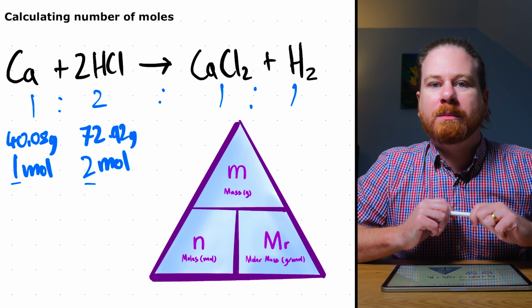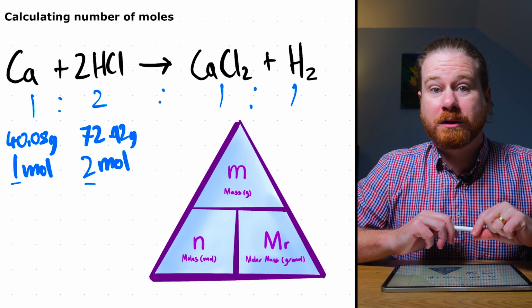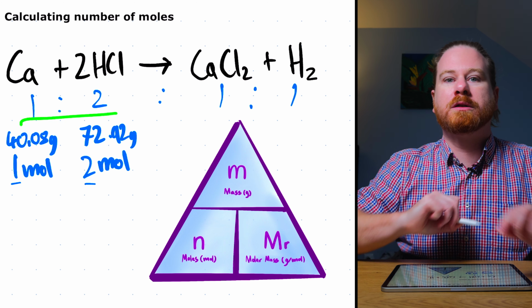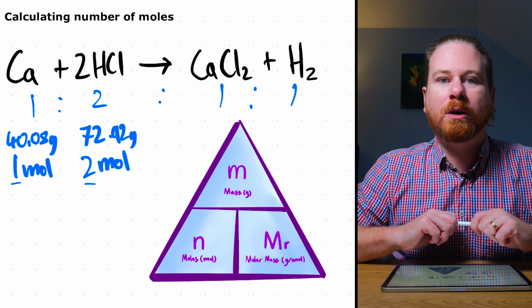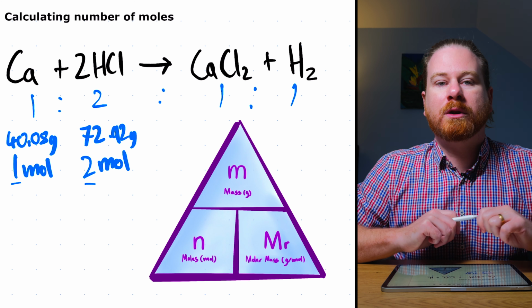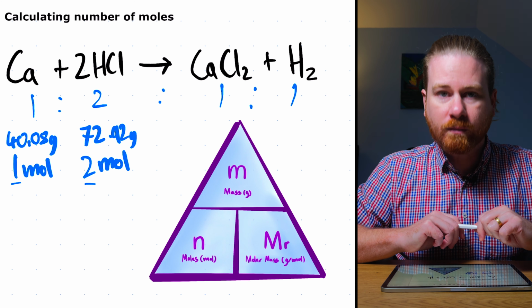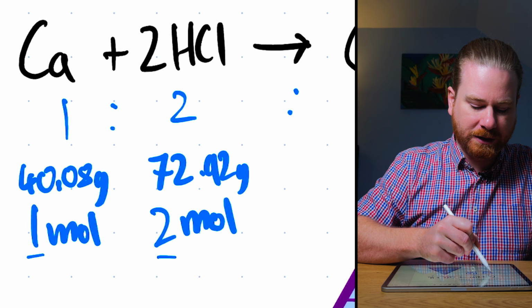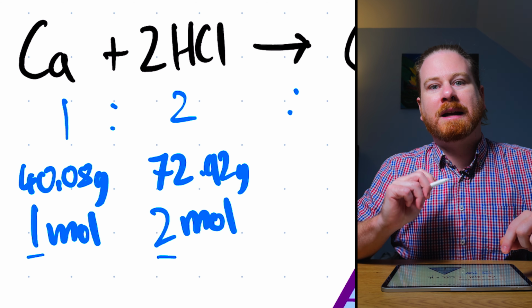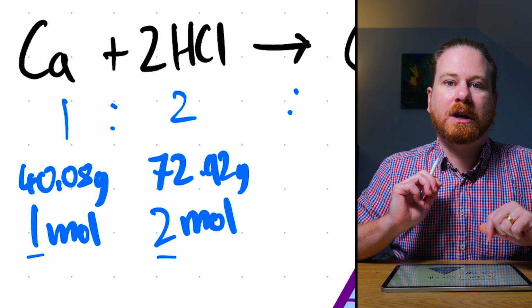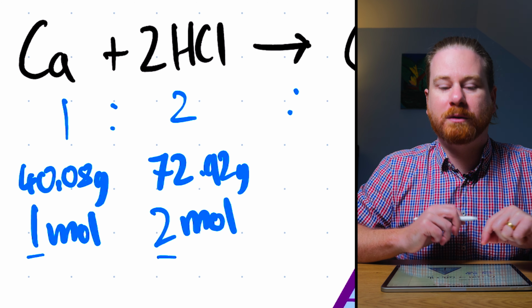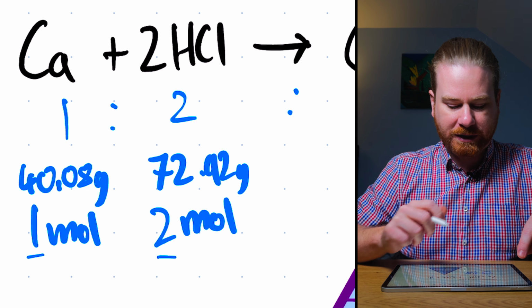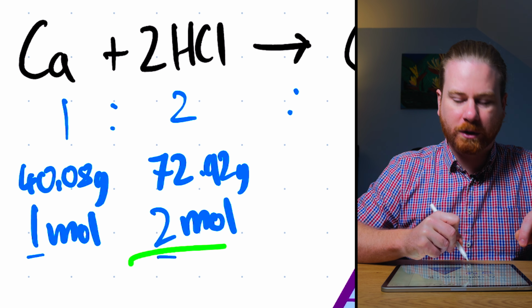So back to our example of reacting calcium with hydrochloric acid. We know the ratio in which they react. They react in a 1:2 ratio. And we know from the periodic table the masses that would give us our 1 mole. So if we had 40.08 grams of calcium, taking into account its isotopes, that's going to give us 1 mole. Then the relative molecular mass of hydrochloric acid is 36.46. But we need 2 moles, so that's going to give us 72.92. 72.92 grams is going to give us our 2 moles of hydrochloric acid.